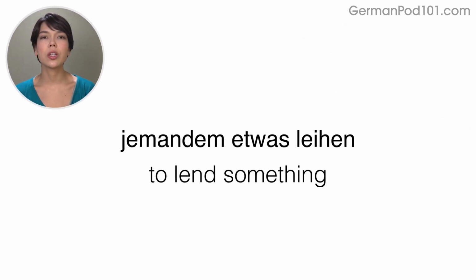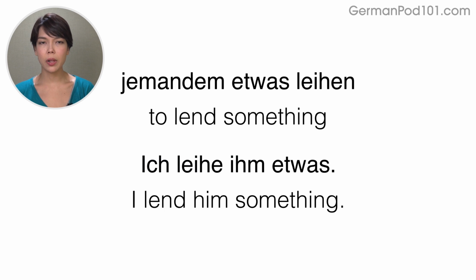If you want to use the expression jemandem etwas leihen, meaning to lend something, then the subject and the object are not related, and you'll be using two different pronouns. For example, ich leihe ihm etwas, meaning I lend him something. In this sentence, the pronouns ich, I, and ihm, him, are different, so the listeners know that the speaker means lend. Let's do some examples so you can learn how to make sentences using borrow and lend correctly.